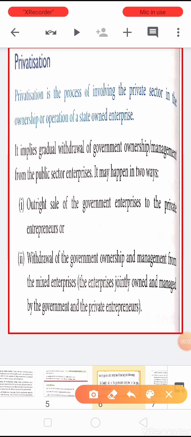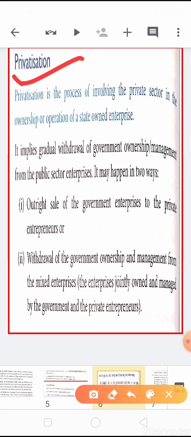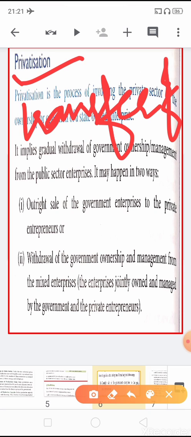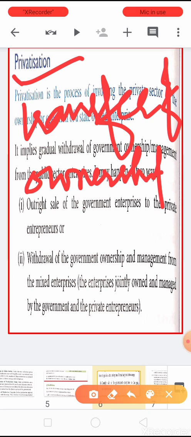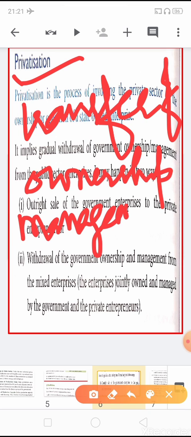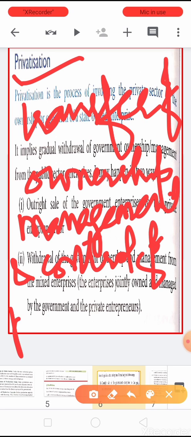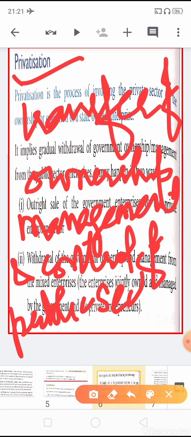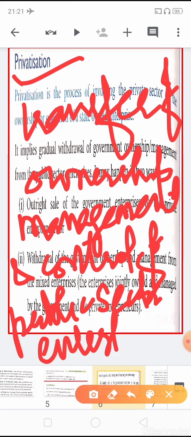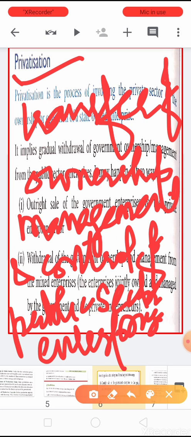Now children, we are moving on to our next topic, that is privatization. Now children, privatization, what does privatization mean? Children, privatization means transfer of ownership, management, and control of public sector enterprise to the entrepreneurs in the private sector. So, children, privatization implies the greater role of the private sectors in the government activities of the country.